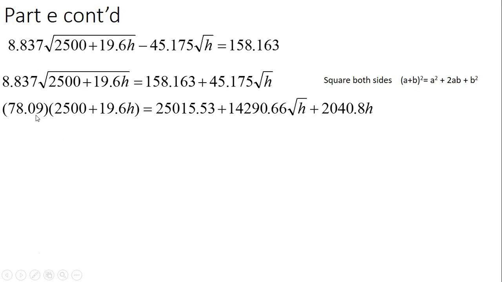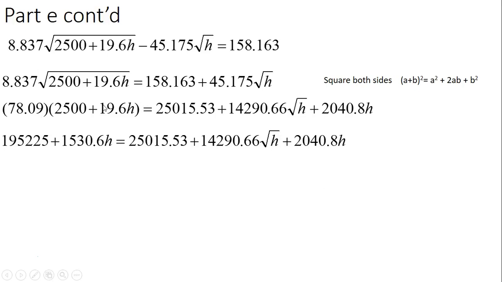Okay, we can definitely simplify this quite a bit. First, I'm going to distribute the 78.09 to both sides. Or sorry, not to both sides. I'm going to distribute it through these parentheses. And then from here, I can combine like terms. So I can combine this and this, and I can combine this and this. So I subtracted this from both sides, this right here, and I subtracted this from both sides and ended up here.